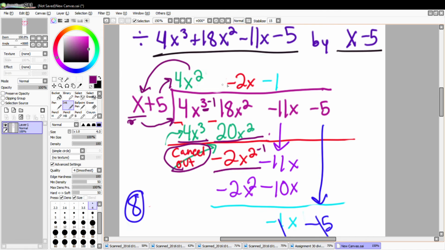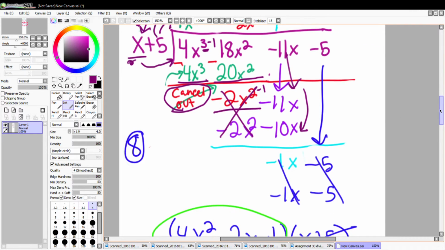You get -2x. Multiply that again by your x. Bring it down. Here's that. Those are going to end up canceling out. And then, once again, you multiply the 5 by the -2x, excuse me, and bring that down right here to -10x. Don't forget to bring down your other things as you are progressing in the formula.